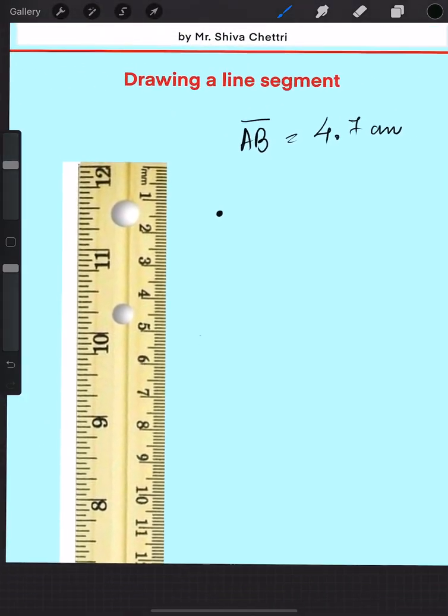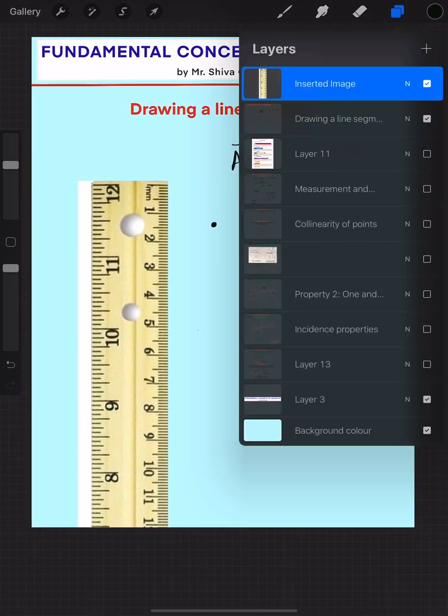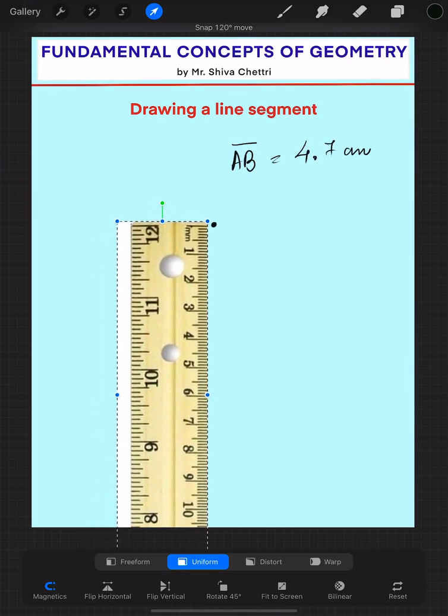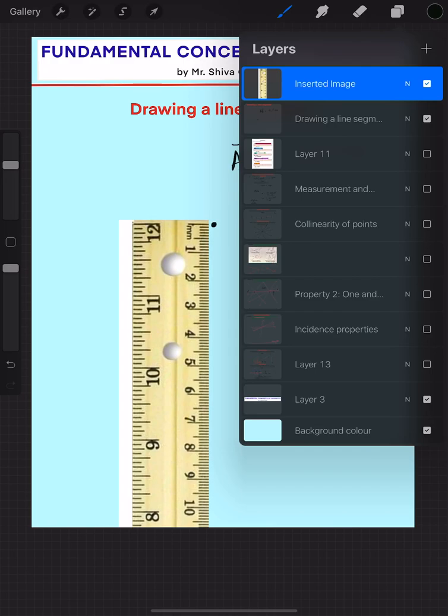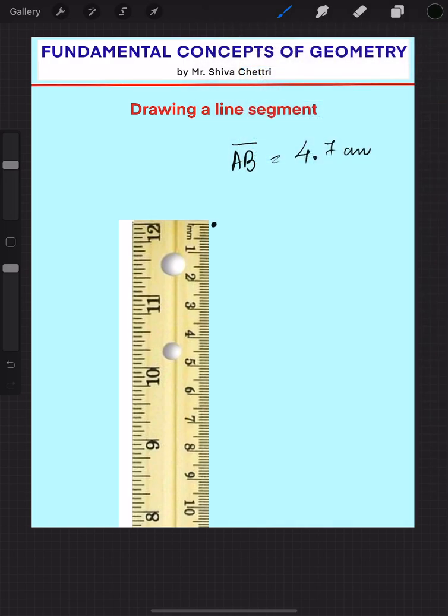Now I take the ruler here and place it at 0. Where is 0? It is here, where my dot lies. I want to make 4.7 centimeter. Before the point, these are the bigger divisions, and this 7 is the smallest division because it is after the point. So 4 biggest divisions and 7 smallest.